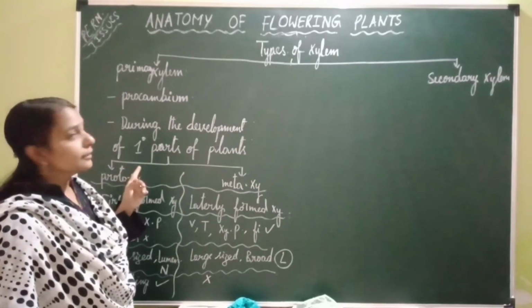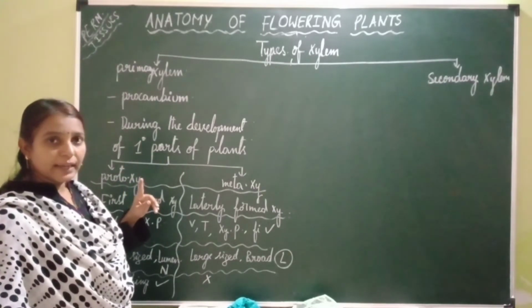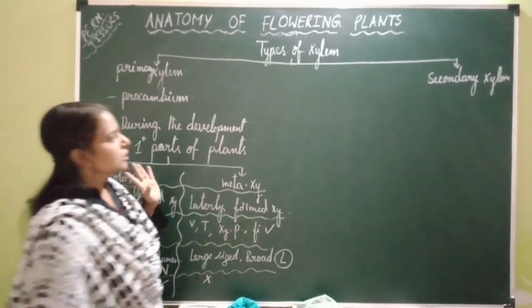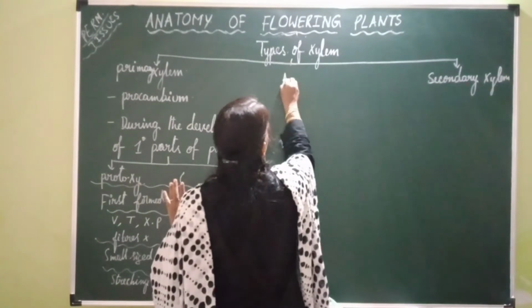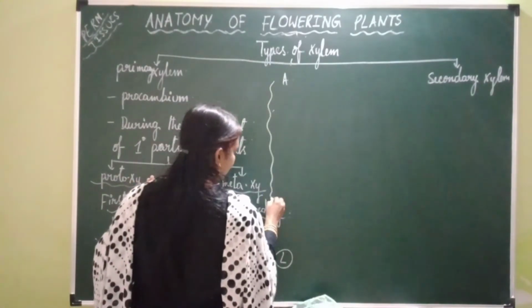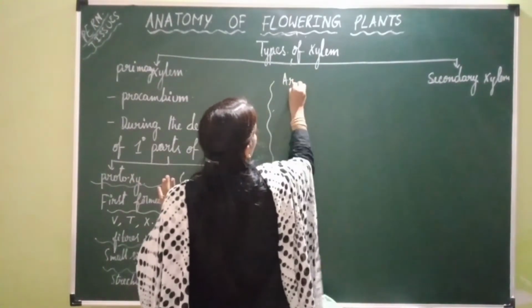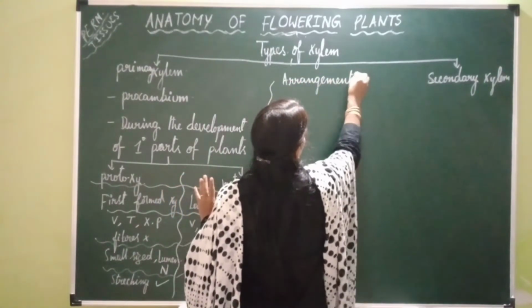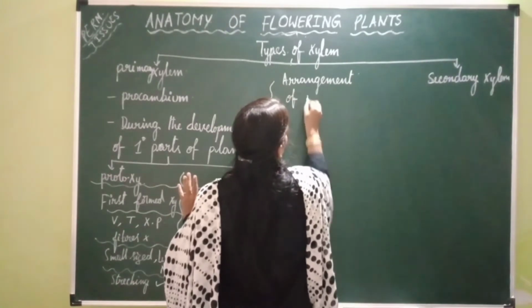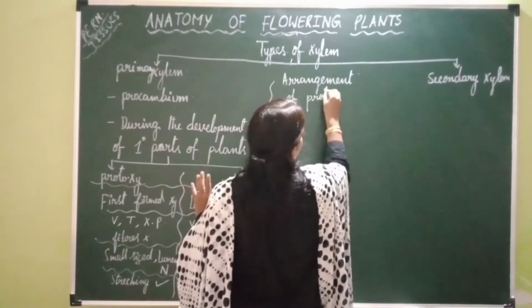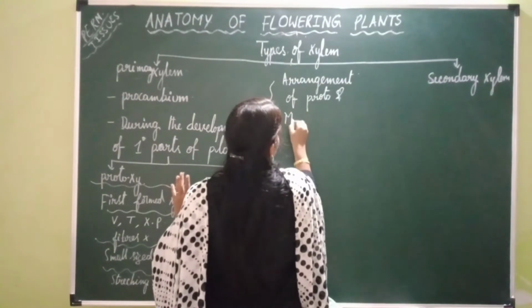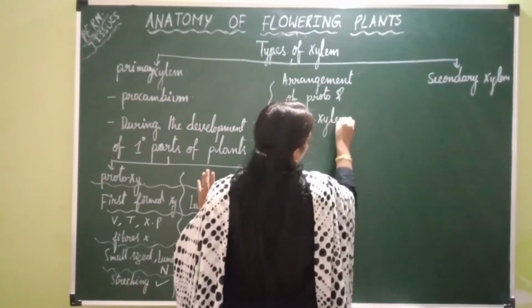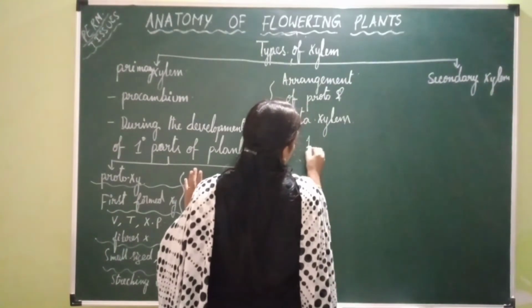Okay, and this primary xylem is again of two types on the basis of the arrangement of protoxylem and metaxylem.